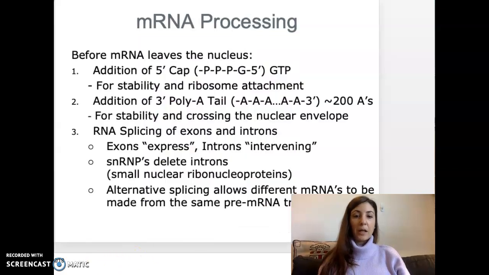Next, we have mRNA processing. There are 3 steps before the mRNA can find a ribosome and start translation. mRNA processing involves the addition of a 5' cap, then a poly-A tail, and then RNA splicing. In the next video, we're going to start here on mRNA processing and complete the rest of the PowerPoint.